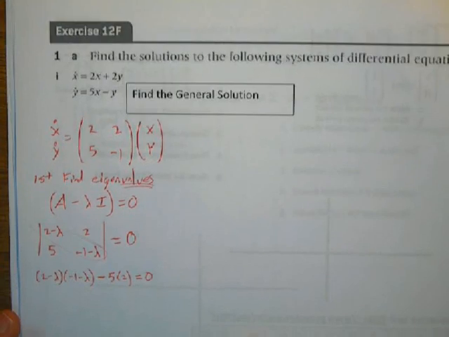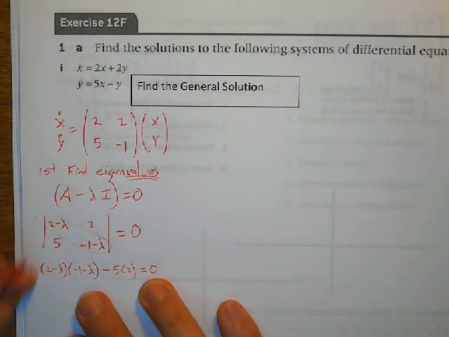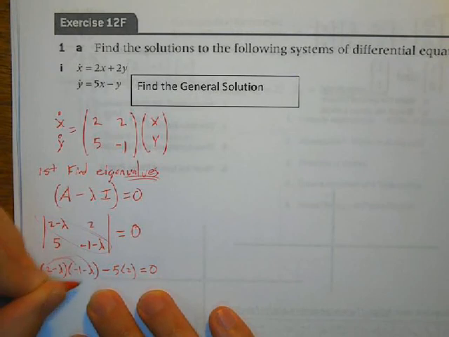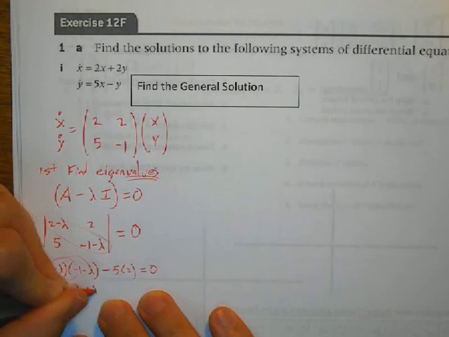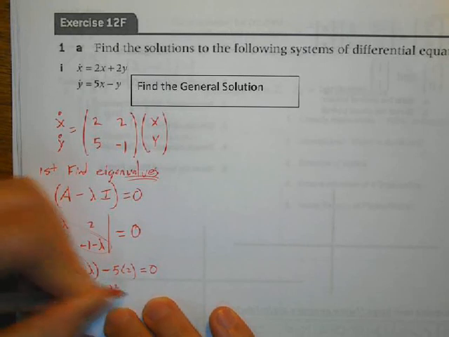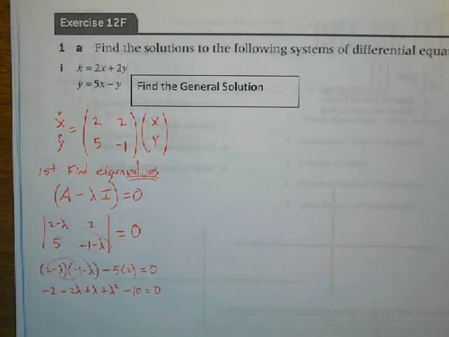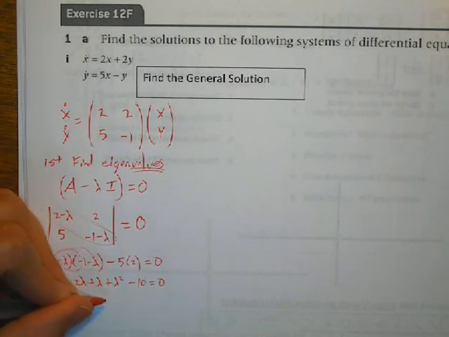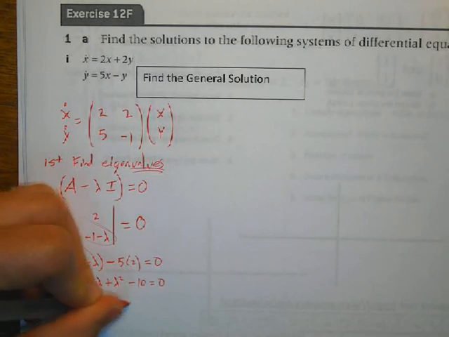Okay, and so this simplifies when 2 times negative 1 is negative 2. 2 times negative 2 lambda. That times that is plus lambda. And that times that is plus lambda squared, and then minus 10. Okay, let's combine like terms. And I've got lambda squared minus lambda minus 12 equals 0.